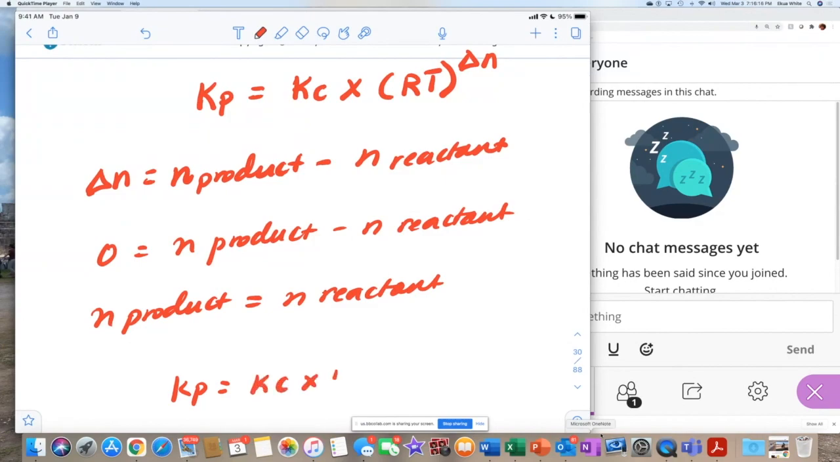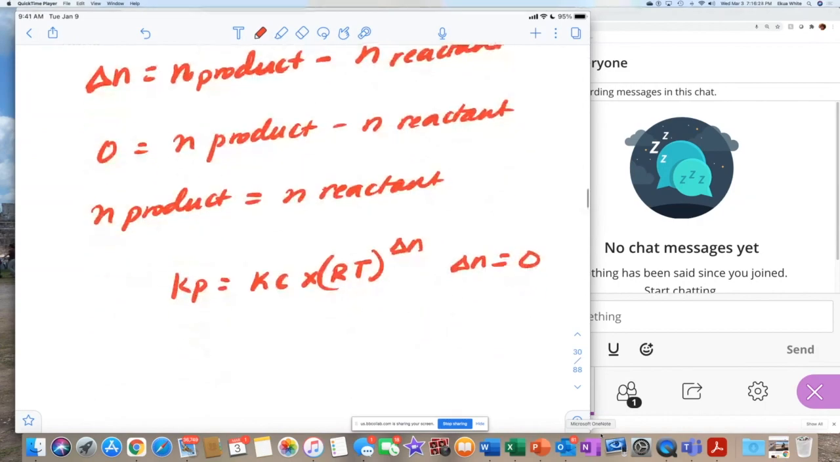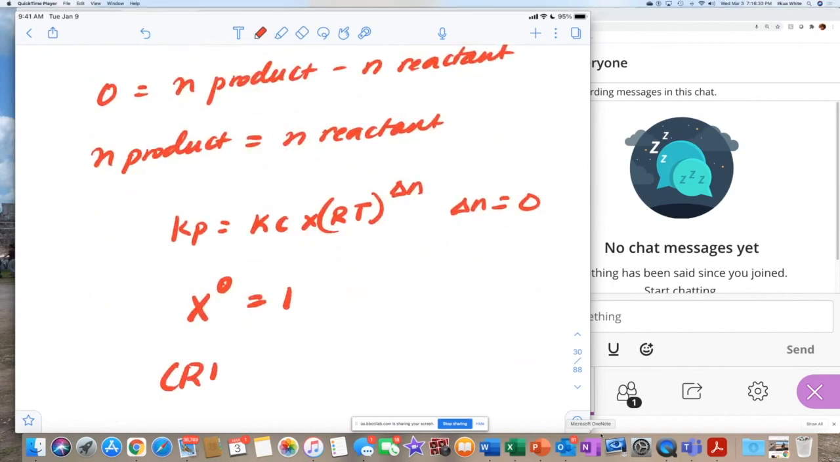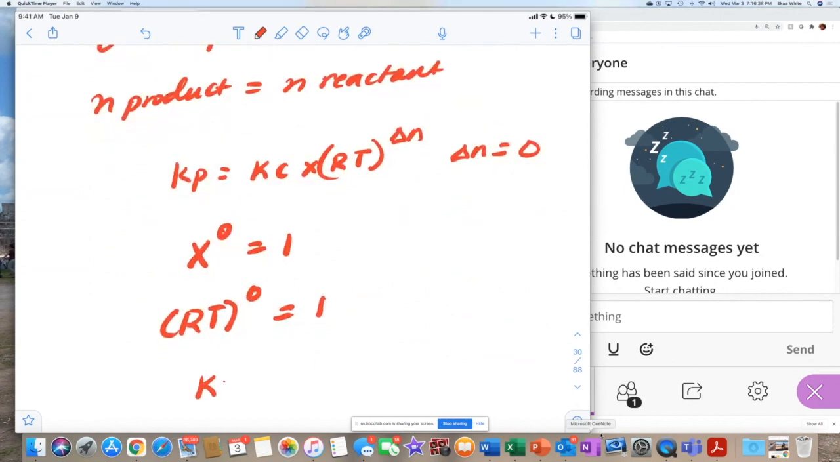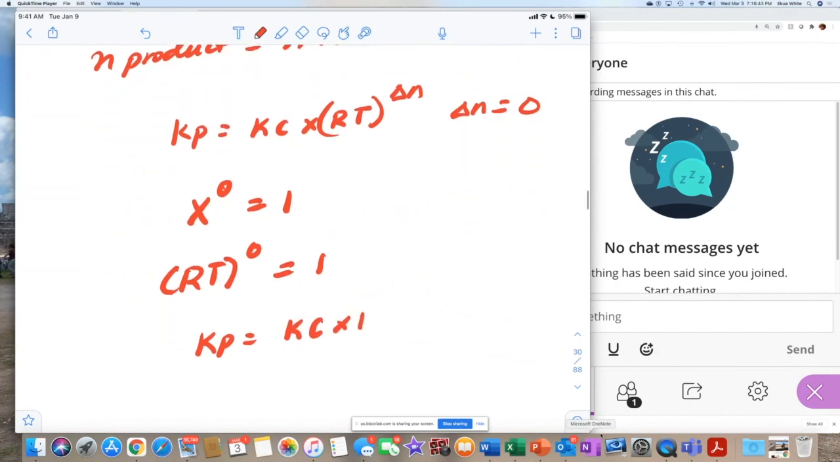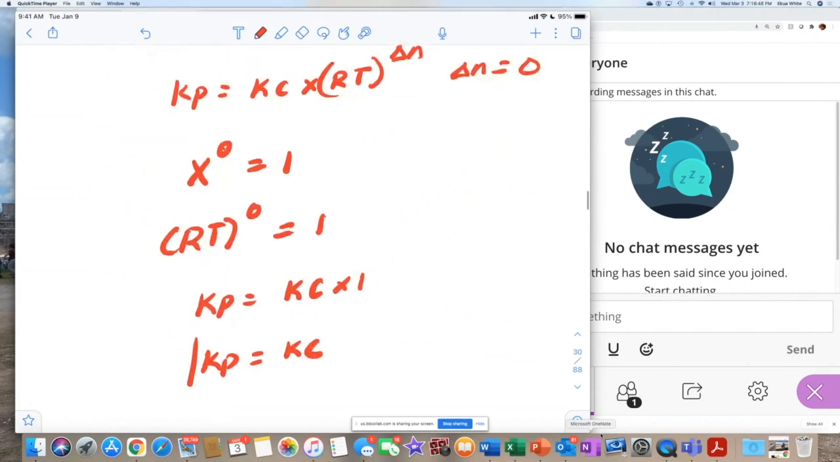Kp equals Kc times (RT) to the power delta N. Delta N is equal to 0, right? Remember we did this before with the rate of reaction, that any number x raised to the power 0 equals 1. So in this case, (RT) raised to the power 0 is equal to 1. So essentially Kp equals Kc times 1, which is saying Kp equals Kc. So Kp is equal to Kc when delta N is equal to 0.